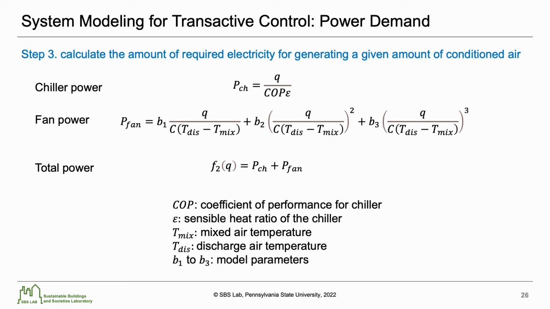In step 3, we need to calculate the amount of required electricity for generating a given amount of conditioned air. We can calculate the chiller power by using the total cooling demand divided by COP and epsilon. And similarly, we can calculate the power required by the fan by including the discharged air temperature and mixed air temperature. Then we can sum up the chiller power and the fan power, get the total power.